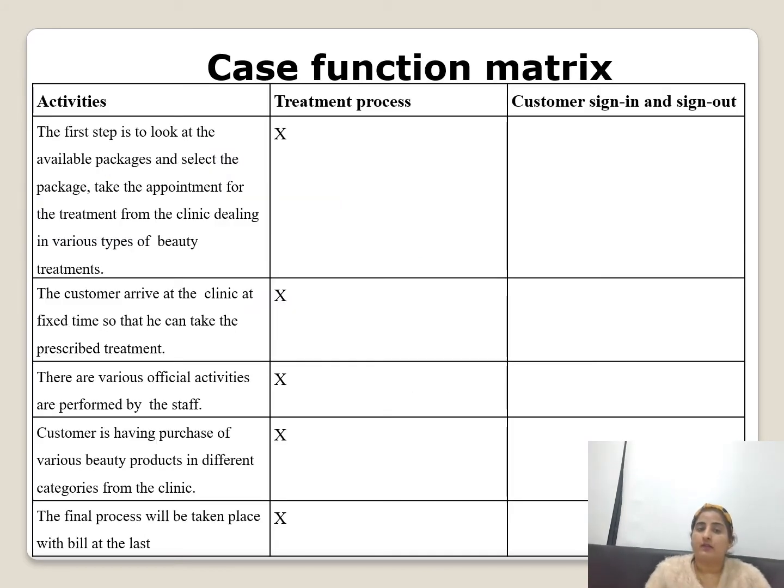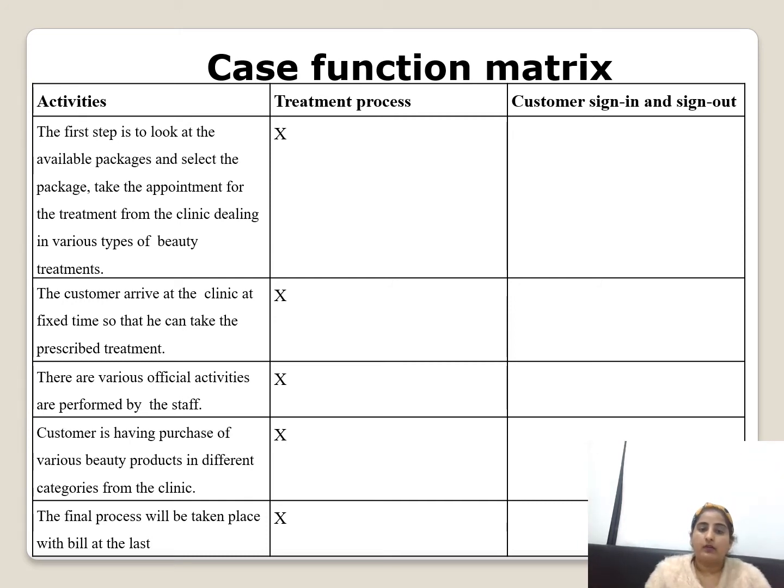Case function matrix. The whole system is based on a sequential process which includes various sequences of sub-steps that are performed for doing the activity. In the current task, the customer taking services from the salon requires various sequential steps. These are the activities and treatment process and customer sign in and sign out.